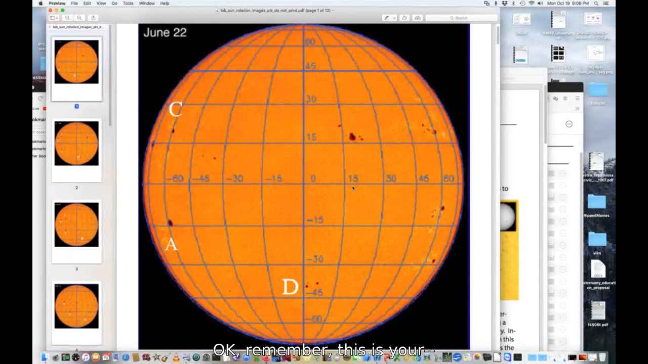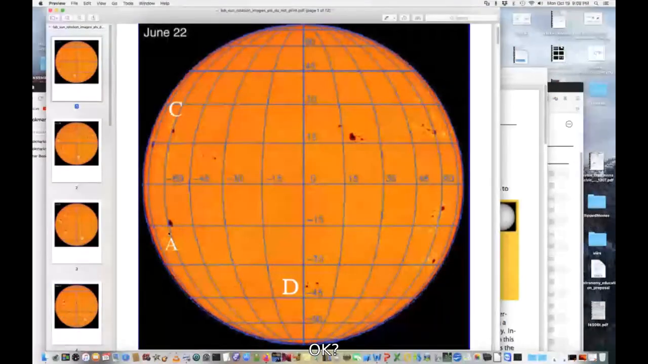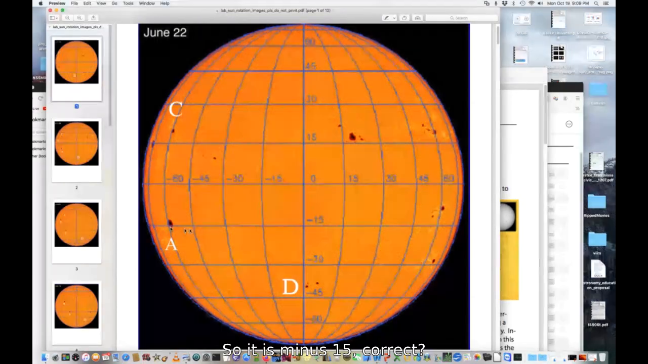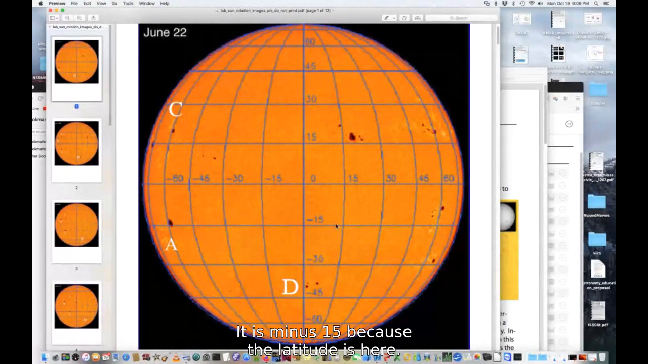Remember, this is minus 60, minus 45, minus 35. This is your longitude, the longitude that we lay on the surface of the Sun, just like the longitude on our Earth's surface. And this is latitude: 15, 30, 45, 60. So let's look at A. What is the location of sunspot A on June 22nd? Its latitude is minus 15, because the latitude is here.